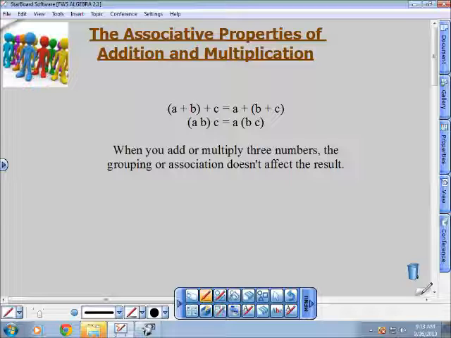So if you're multiplying or adding three numbers, A plus B in a group, and you're adding another number to it, it's the same as taking that first thing and then adding it to the second group. So notice here, when I'm associating, I didn't move. I didn't commute these numbers. A, B, and C are still in the same order.